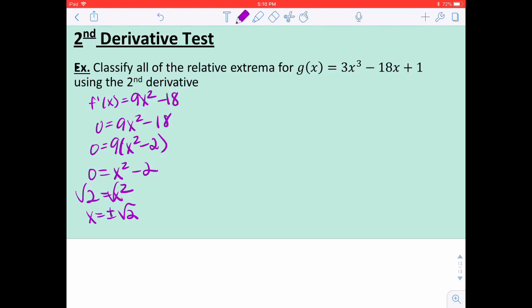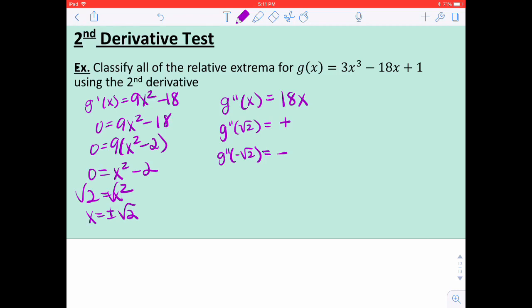So then now we want to find the second derivative, which is 18x. And so we're going to plug that in to, oh sorry, I called these all f of x. They're supposed to be g of x. G of x, g of x. And now we want to plug in the square root of 2 and plug in the negative square root of 2 and see what we get. So do we get a positive? Do we get a negative value? Okay, so when we plug in this one, we get a positive. When we plug in this one, we get a negative.